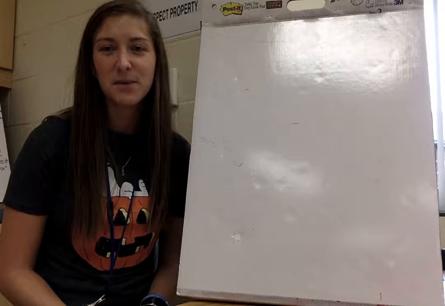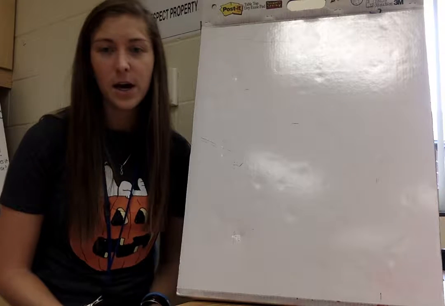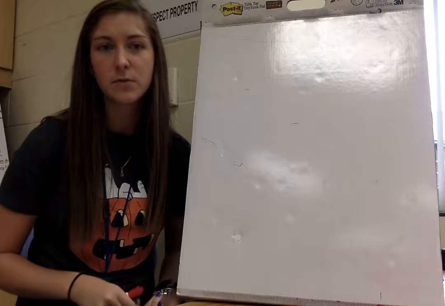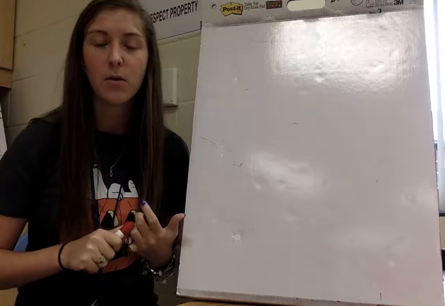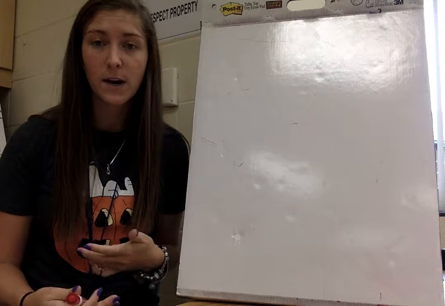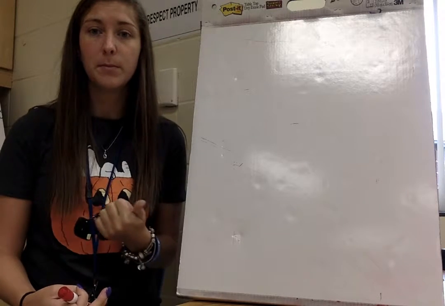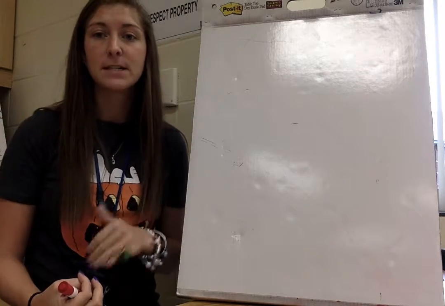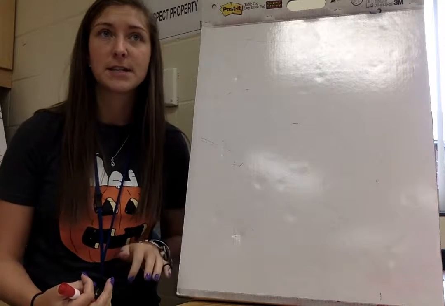Hey guys, so today we're going to be talking about rounding decimals. When we talk about rounding decimals, we always want to ask: is the number 5 or greater? If it's 5 or greater, then that means your number is going to have to be bumped up by 1. If it's less than 5, that means your number is just going to stay the same.